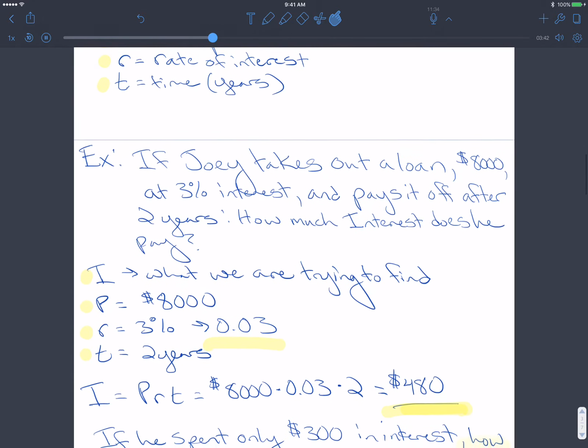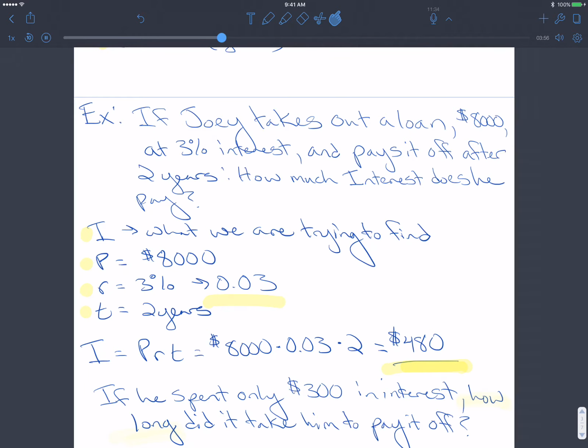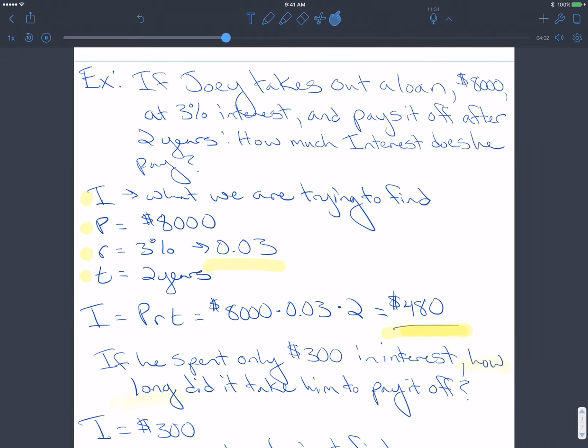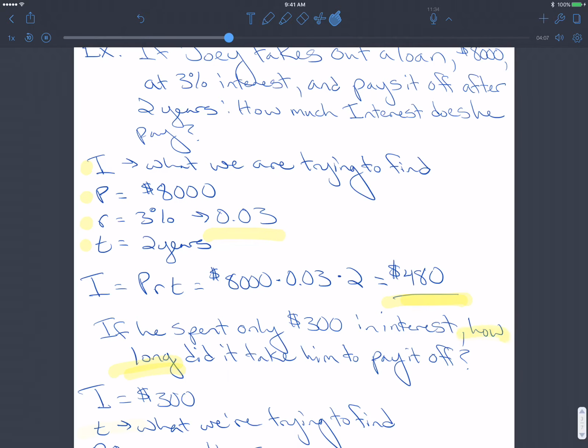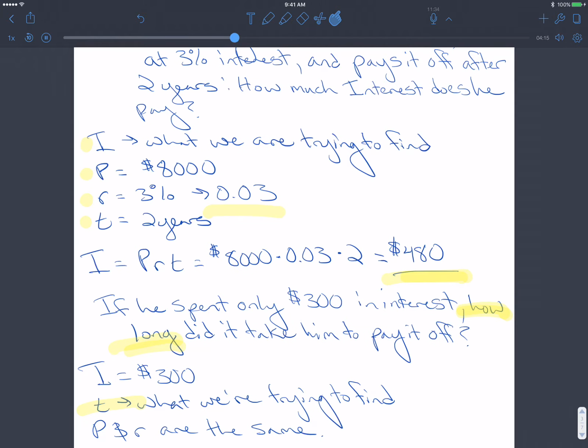Now, if we try to go the other way, if he only spent $300 in interest, how long did it take him to pay it off? So now you know I. So I is 300. T is exactly what it's asking. How long did it take him to pay it off? So T is what we're trying to find. And then P and R are the same. It's the same problem, just consider this case instead.